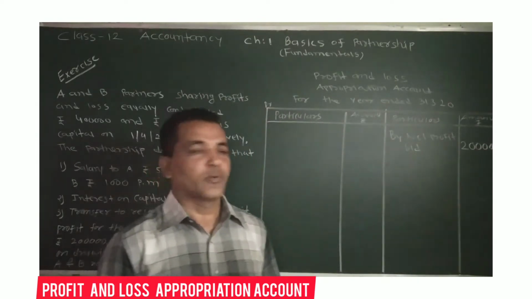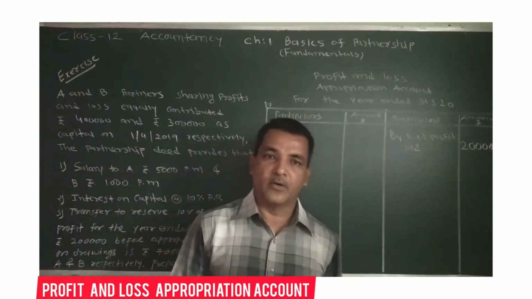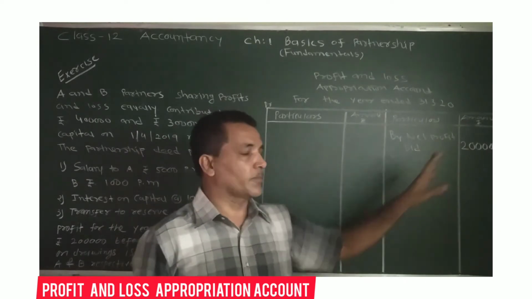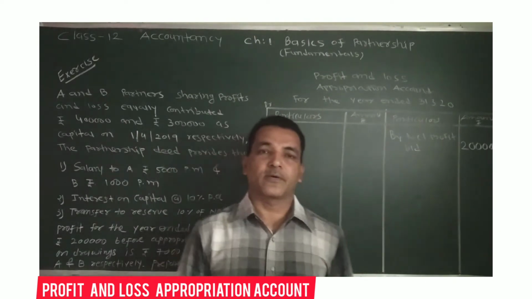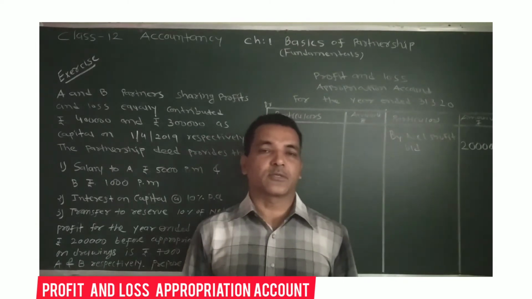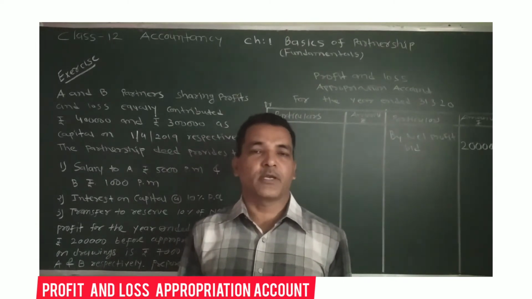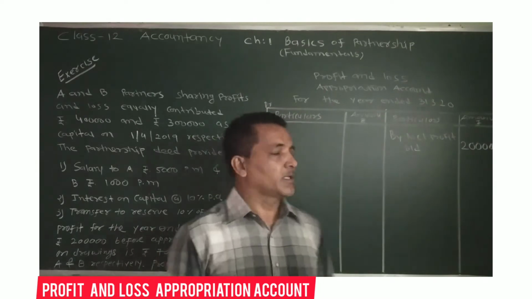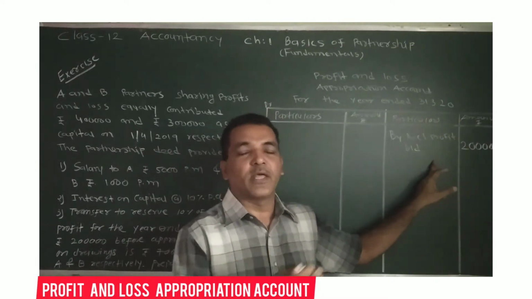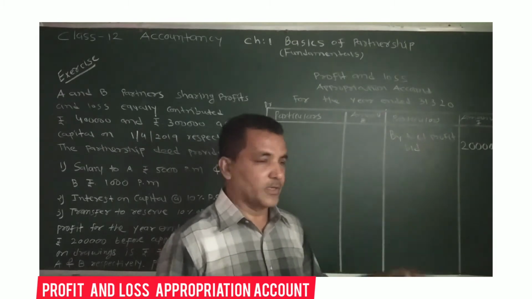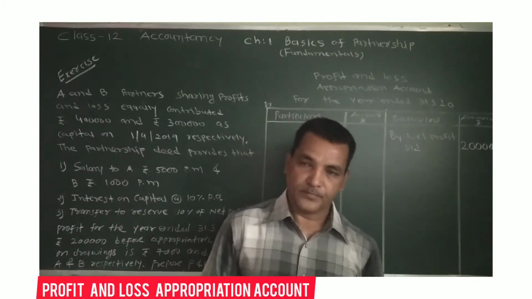You can also write by profit and loss account, or you can write by net profit brought down rupees 2 lakh. Now here there is no rent to partner, no interest on partner's loan, no manager's salary, no manager's commission, etc. are not given. Otherwise I would have written this in the inner column, and from that I would have subtracted those items.